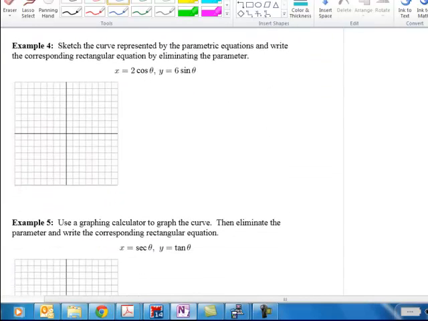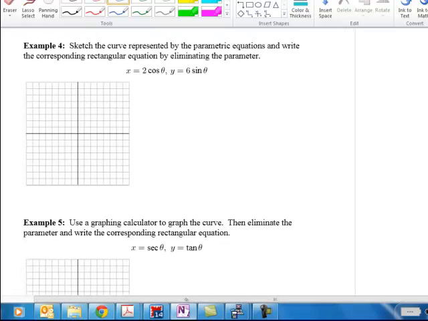Alright, now something that's going to involve some of the trig we've done earlier and some of the conic sections as well. This is asking us to sketch the curve represented by these parametric equations: x equals 2 cos theta, y equals 6 sine theta. And once we have our sketch, write the corresponding rectangular equation.